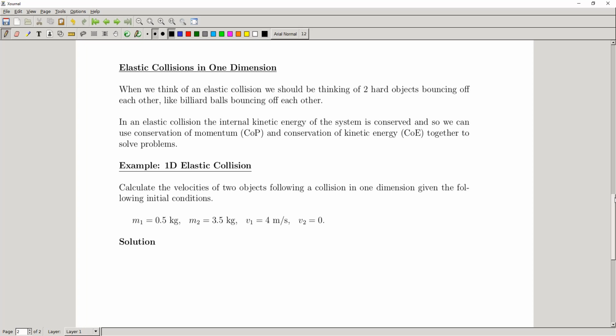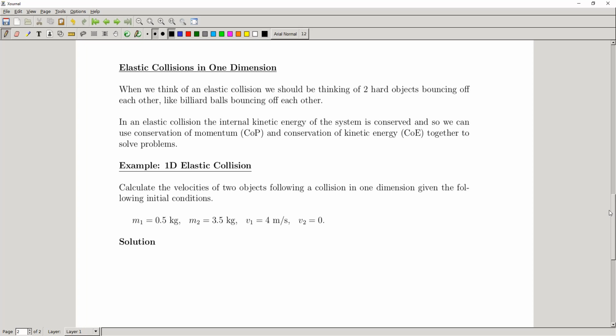So when we think of elastic collisions, we want to be thinking of two hard objects bouncing off of each other, right? Like two billiard balls bouncing off of each other. We don't want to be thinking about two things that stick together and move on, or things that softly bounce off each other and deform. These are two very hard objects that bounce off of each other, barely deform at all, and move off in their own directions.